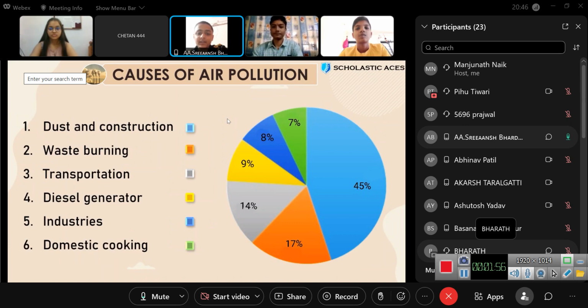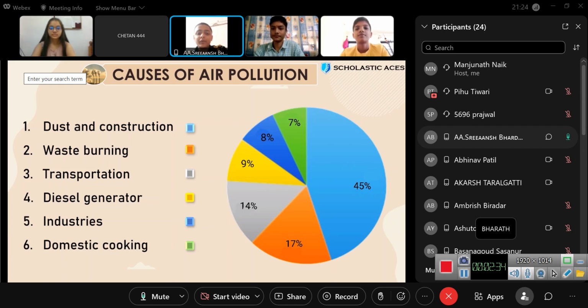So the first one is dust and construction, which is highlighted with the light blue color, which contributes 45% of the pie chart, which is quite alarming. Second, we have waste burning, highlighted with orange color, which contributes 17%. Transportation, highlighted with grey color, which contributes 14%. Diesel generator, highlighted with yellow color, which contributes 9%. Industries, highlighted with dark blue color, which contributes 8%. Domestic cooking, highlighted with green color, which contributes 7%.